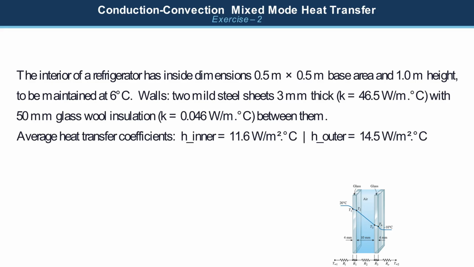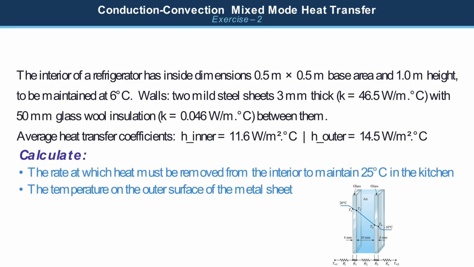The kitchen surrounding the fridge is at 25 degrees Celsius. The average convection coefficients are H outer equals 11.6 watts per meter squared degrees Celsius on the kitchen side surface, H inner equals 14.5 watts per meter squared degrees Celsius on the inner refrigerator interior surface.